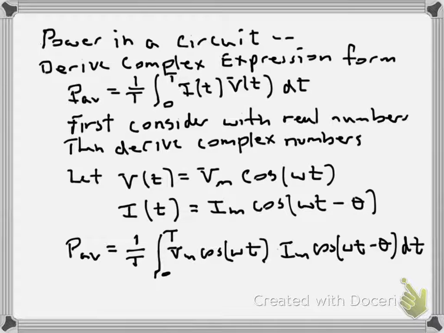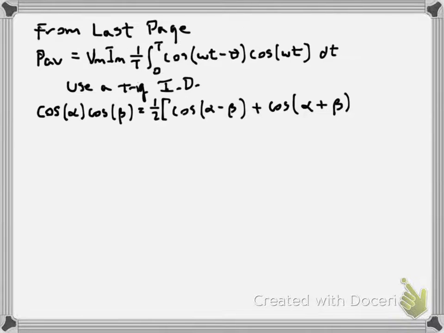So if we plug in these expressions for V and I, we get that the average power is 1 over the period, integrated from 0 to 1 period of the maximum voltage times cosine of omega t times the maximum current times cosine omega t minus theta dt. So rewriting that, we can pull out the Vm, the Im, so we'll have Vm Im over T.